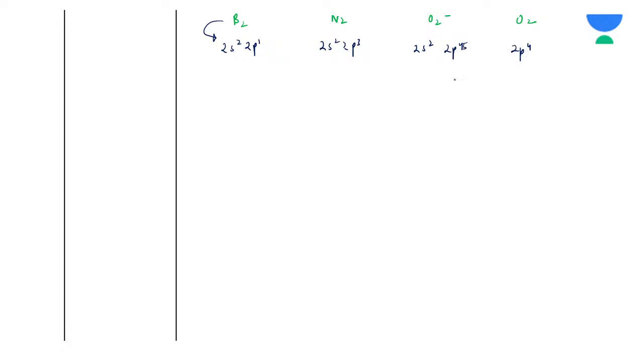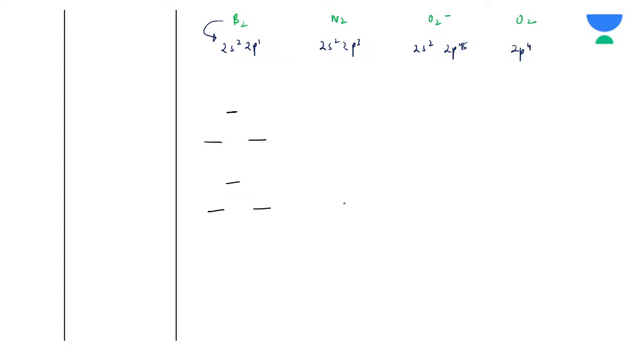Let's draw the molecular orbital diagram. Boron has 2p1, so there is sp mixing in boron, and this is how the molecular orbital diagram will look. You are going to get 2 pi orbitals first, like this, and then the sigma orbital like this. This is how the molecular orbital diagram would look for boron.